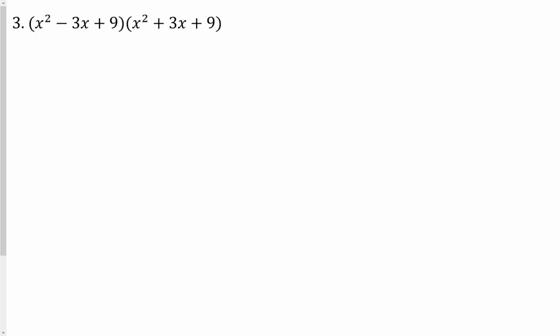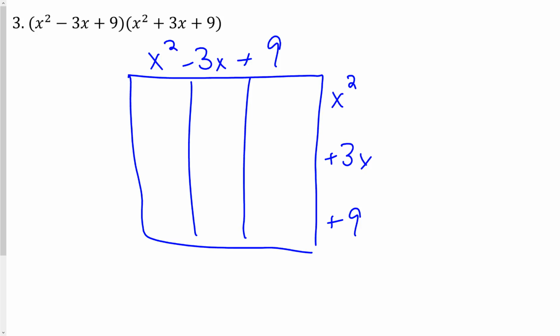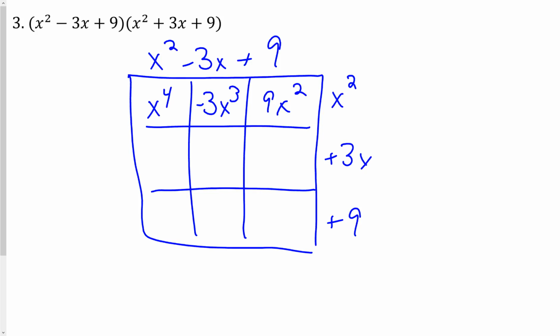Alrighty, number 3, 3 by 3. So my table's going to have 3 rows and 3 columns. x squared minus 3x plus 9, x squared plus 3x plus 9. So we're going to go through and say x squared times x squared is x to the 4th, minus 3x times x squared is minus 3x cubed, 9 times x squared is 9x squared.